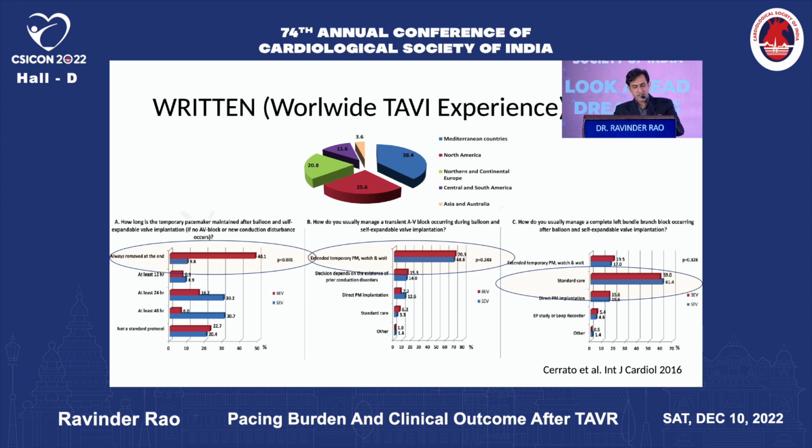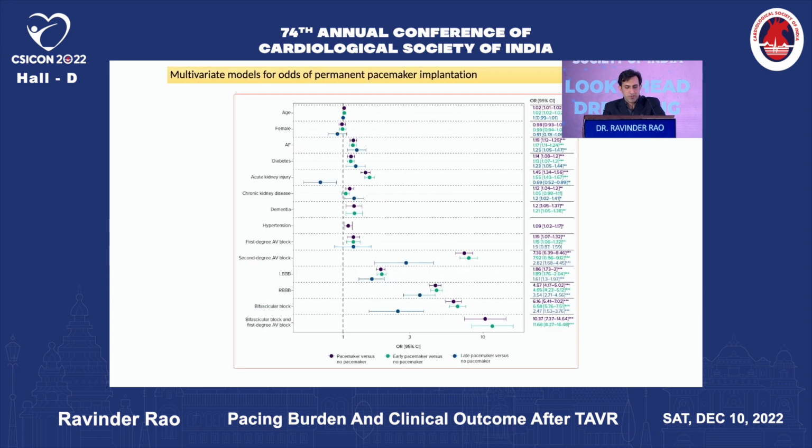This was a written survey about when the temporary pacemaker is removed, in balloon-expandable and self-expandable valves. On average, if there is a doubt that the patient has developed some sort of AV block after a TAVI procedure, we'll leave the pacemaker for 24 to 48 hours and review the situation after 24 to 48 hours to assess whether a patient needs a permanent pacemaker or not.